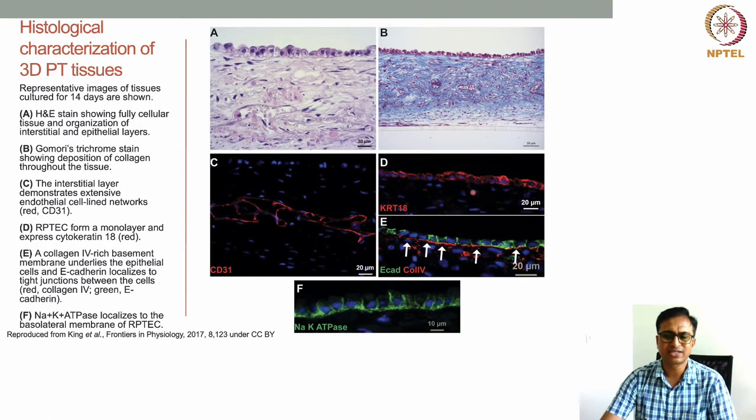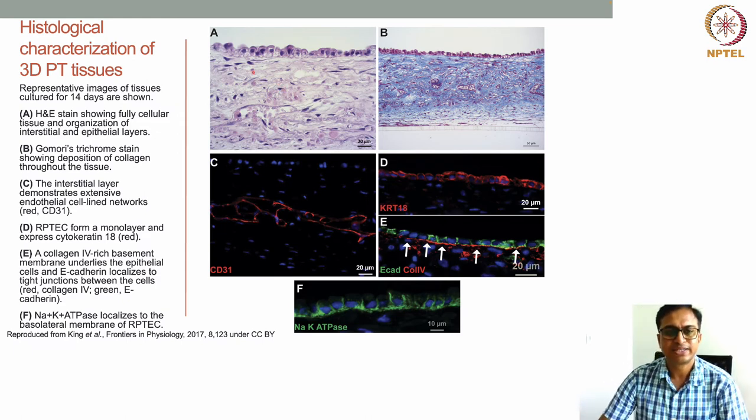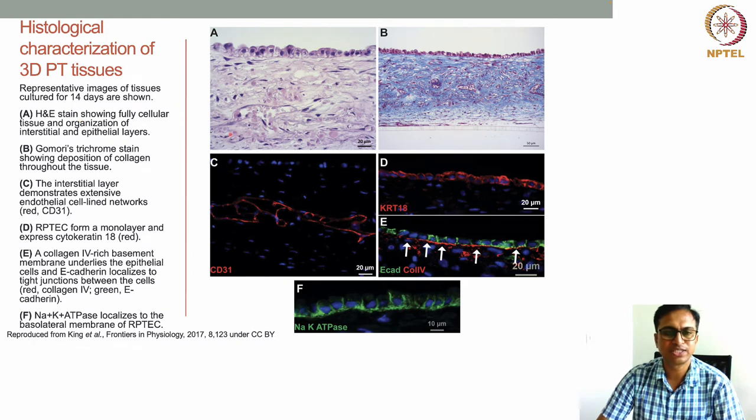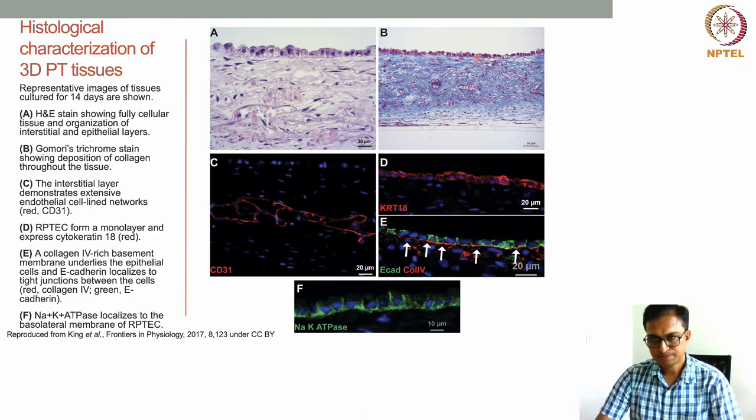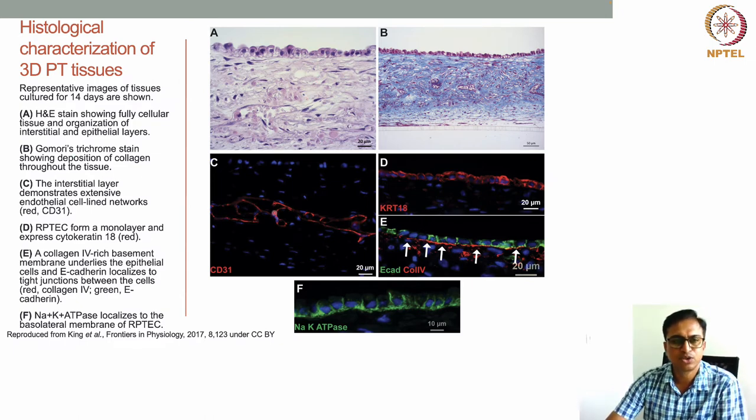Then they have also characterized this in various ways. One such way is histology. In the histology you see the cellular and tissue organization in the interstitial and epithelial layers. A fine, tight layer of epithelial tissue is formed very clearly, and the vascular and matrix tissue can also be clearly visible. Then B is Gomori's trichrome stain, showing the deposition of collagen throughout the tissue.